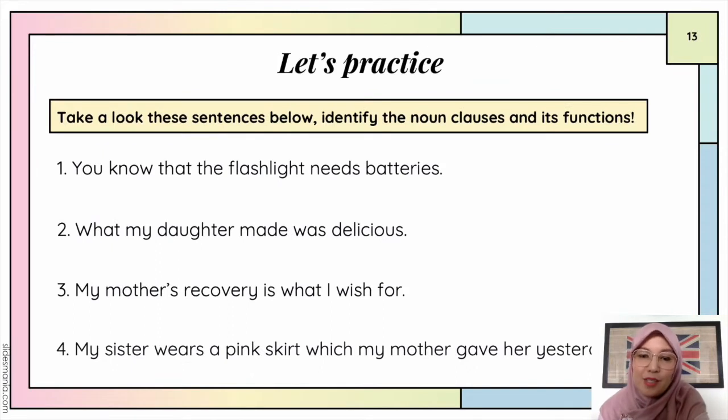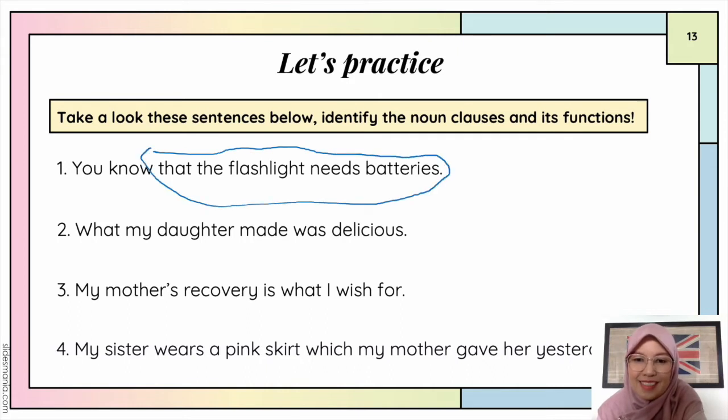Alright class, to sharpen your understanding, let's practice. Are you ready? Let's start. There are 4 sentences on the screen. Let's identify the noun clauses and their function. Number 1. Can you identify which phrase shows the noun clause? Good, that's right. The noun clause is that the flashlight needs batteries.